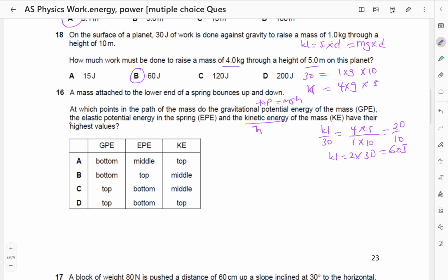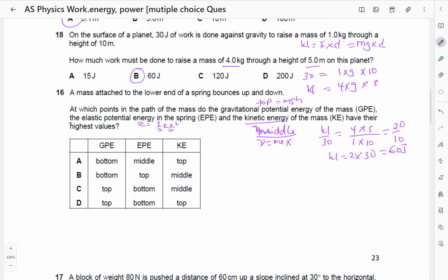At equilibrium position, that is going to be now the middle. The middle, because here V is maximum. If it moves up and down, V is maximum at the midpoint. That's where kinetic energy will be maximum. Then elastic potential energy in the spring: a mass attached to the lower end of a spring bounces up and down. Elastic potential energy depends on a half kx squared. So it is depending on x, and x can be maximum when it is at the highest point up or when it is at the highest point at the bottom.